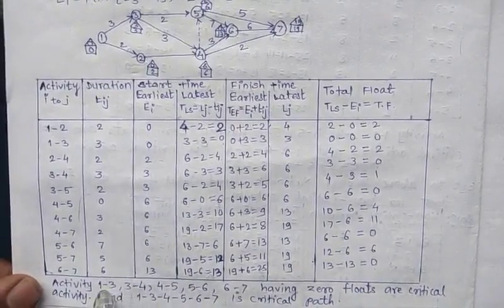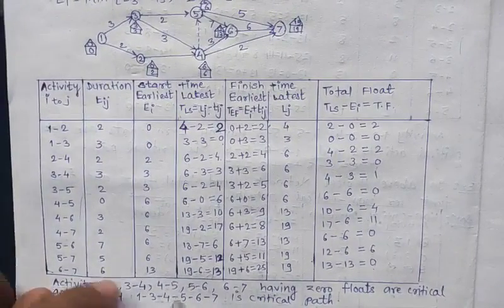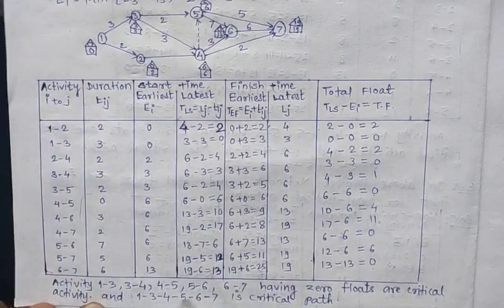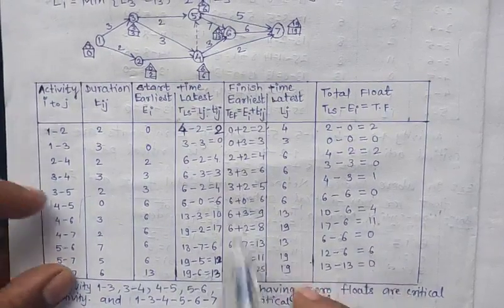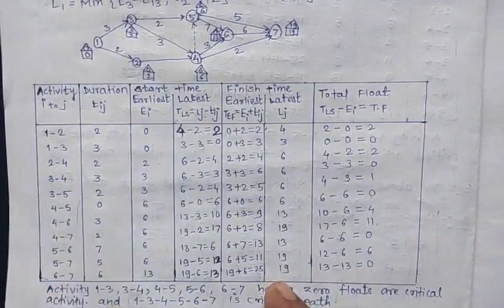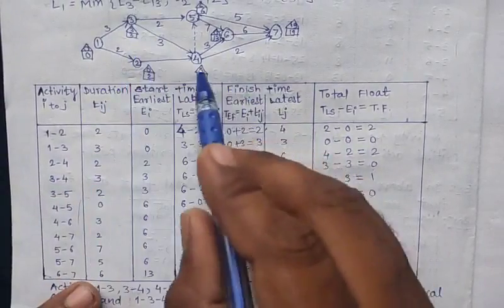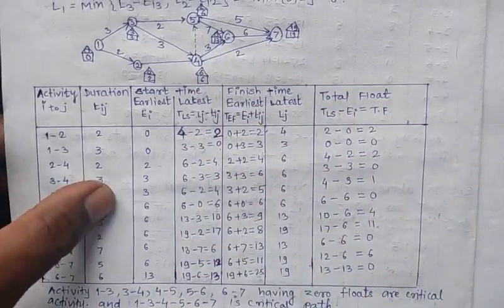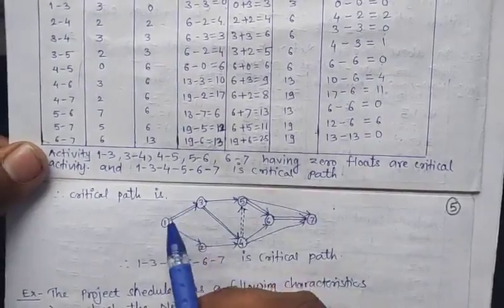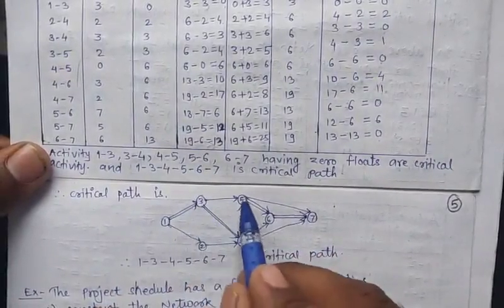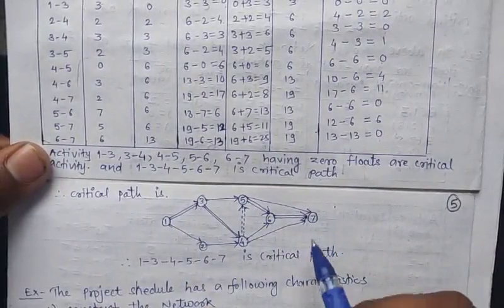Now combining these we get 1 3, 3 4, 4 5, 5 6 and 6 7. So 1 3 4 5 6 7 is the critical path. So draw the diagram again: 1 3, next 3 4, 4 5, 5 6 and 6 7. So here 1 3 is a double line, then 3 4, 4 5, 5 6 and 6 7. This is the critical path.